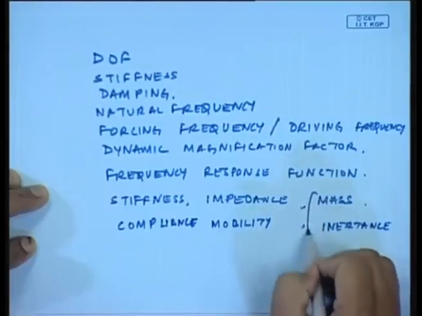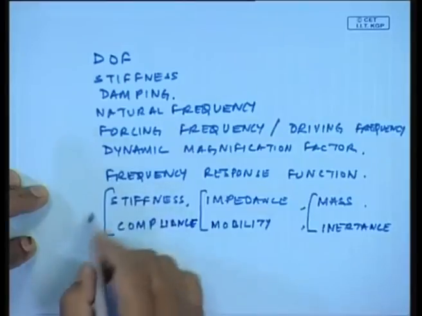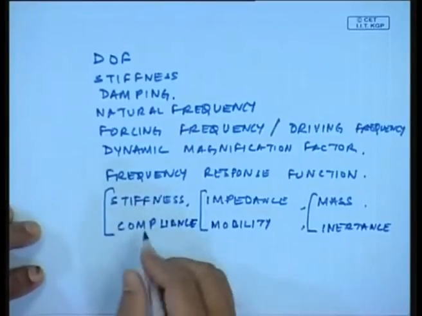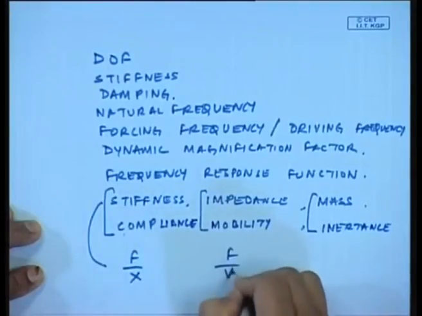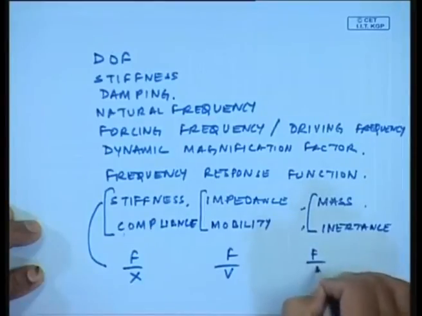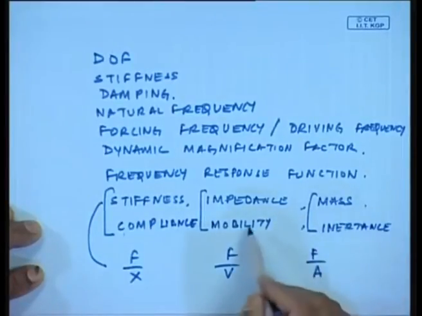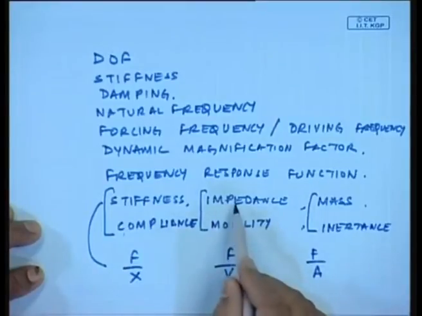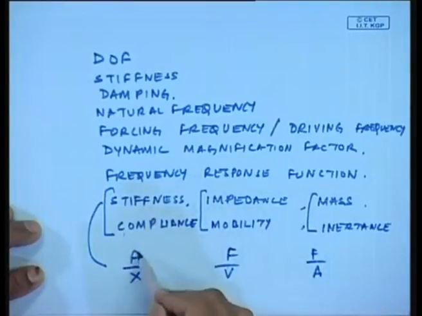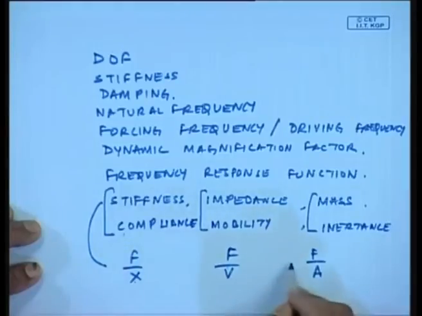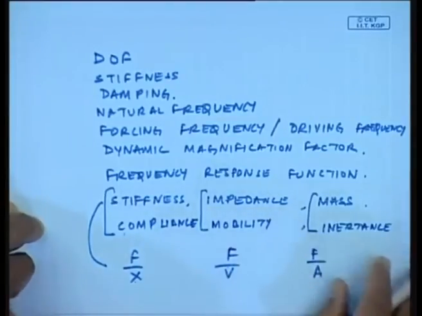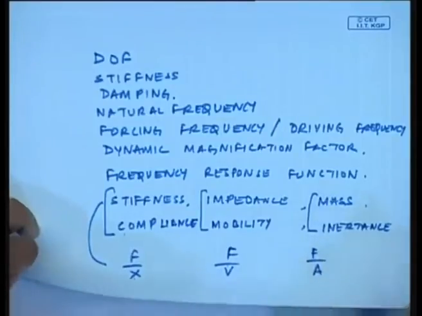So, one is the reciprocal of the other. If I write the first one, this will be force by displacement, this will be force by velocity, and this will be force by acceleration, and the inverse of it is mobility. So, impedance is force by velocity, mobility is velocity by force, stiffness is force by displacement, compliance is displacement by force, mass is force by acceleration, inertance is acceleration by force. So, these are the 6 quantities, and they can be measured, estimated, and so on.